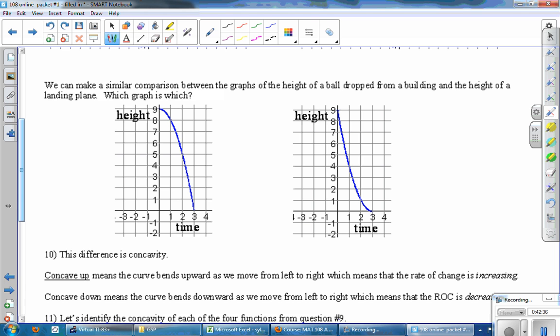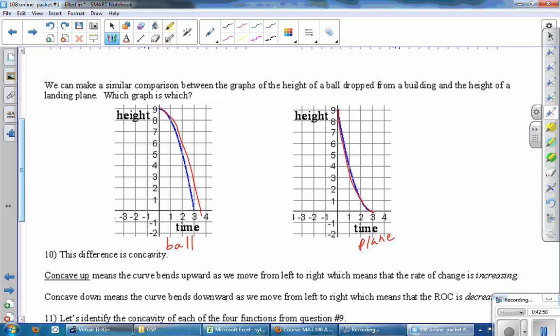So the first one over here indicates something falling quicker and quicker and quicker until it hits the ground. We hope that is the ball. And the other one is still falling. The altitude is getting smaller, but it's falling slower and slower. So hopefully we'll make a nice safe touchdown on the runway.